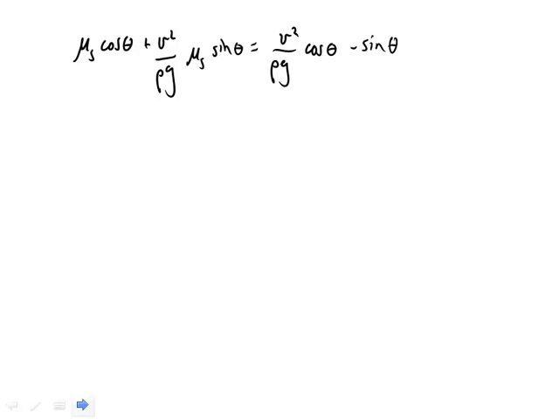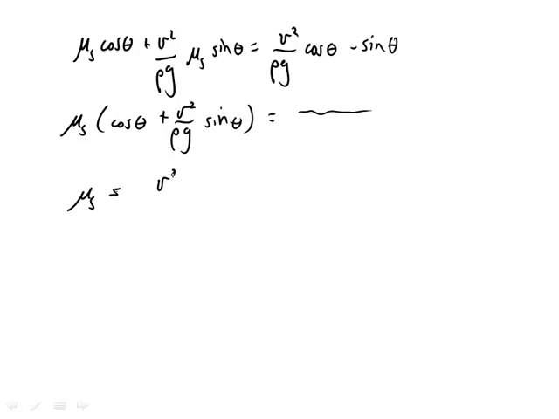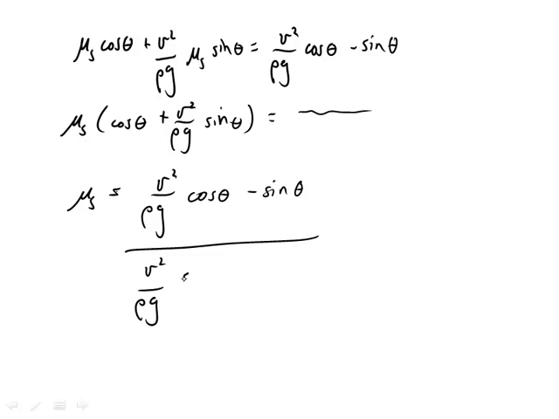And you can see a mu s is coming out of the left side. So I get mu s times cosine theta plus v squared over rho g sine theta equals the right hand side. And so mu s in the end is equal to v squared over rho g times cosine theta minus sine theta, all over, I'll just put the v squared over rho g first, sine theta plus cosine theta.